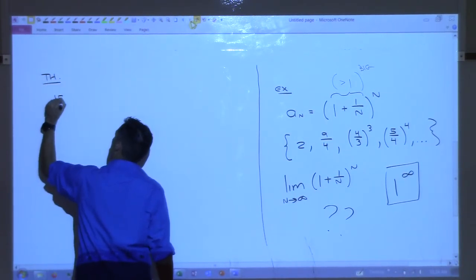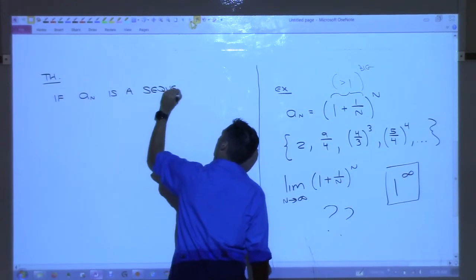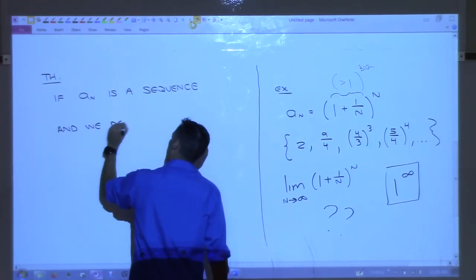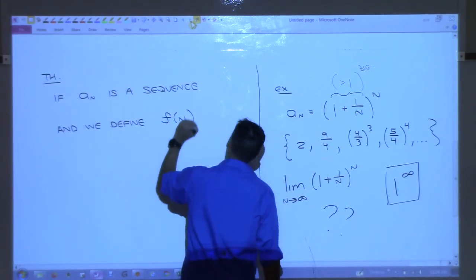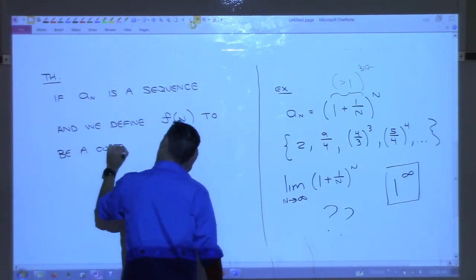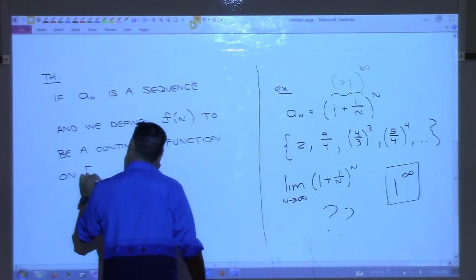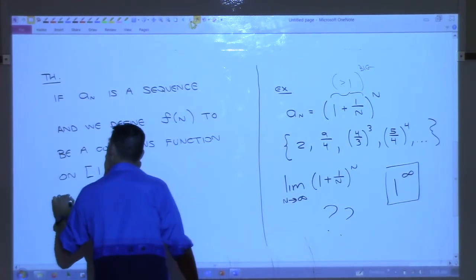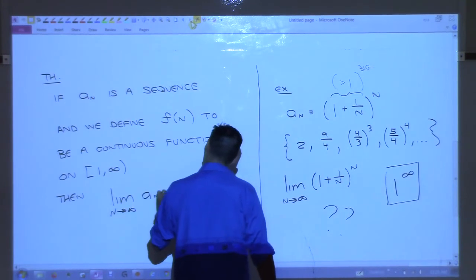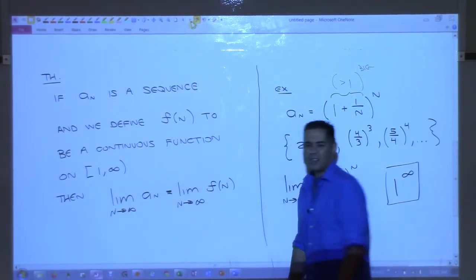It says if a sub n is a sequence and we define f of n to be a continuous function on the interval 1 to infinity, then the limit as n goes to infinity of a sub n equals the limit as n goes to infinity of f of n. So what is this theorem saying?